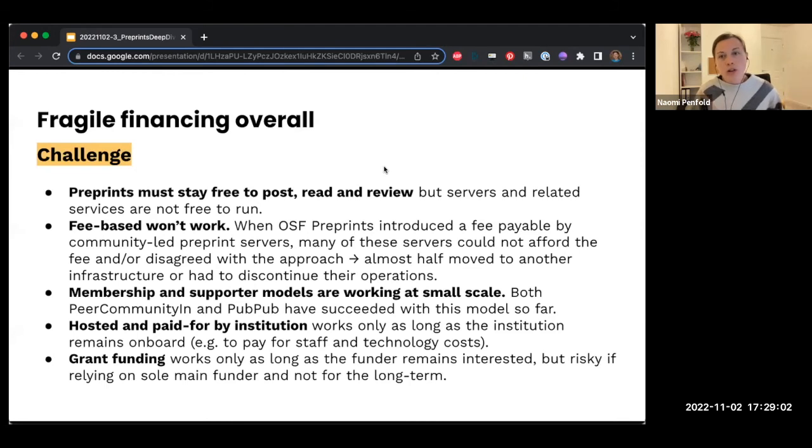And finally, there is grant funding. There are several grant providers and funders who have supported preprint infrastructure so far, but it is at that stage of the startup, or let's help you keep going, but we don't really have an answer at this point of how grant funding can sustain preprint infrastructure in the long term.